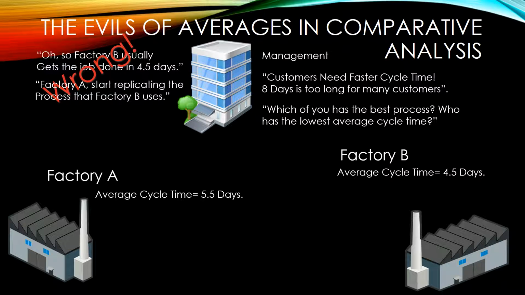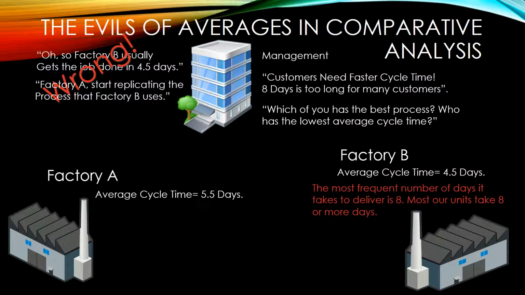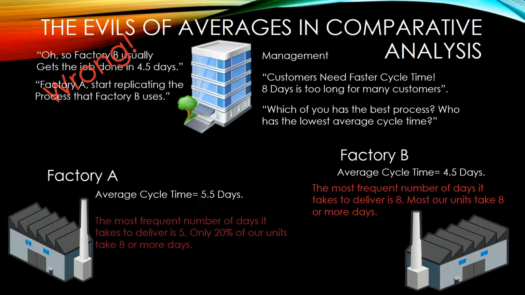Unfortunately, that is wrong. No one said most of the time they finish the job in 4.5 days. They said that was their average cycle time. In fact, if you want to talk about most of the time, it takes 8 days. Most of the units this factory is creating take 8 days or more to deliver. On the other hand, Factory A, who just got their hand slapped, most of the time it takes 5 days. The most frequent number of days it takes to deliver their product is 5, and only 20% of those units take 8 or more days.